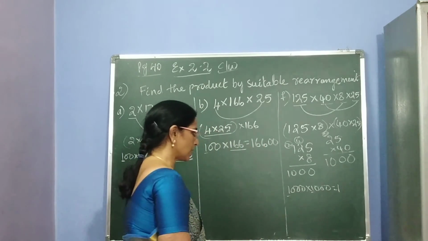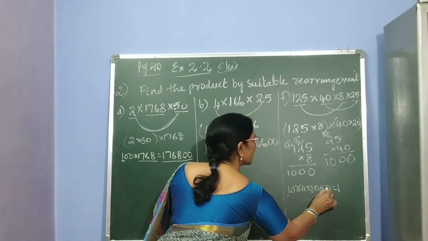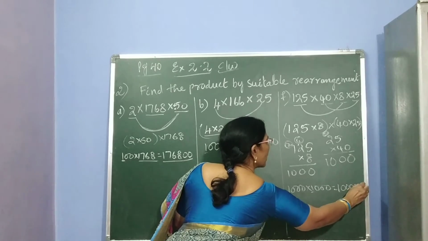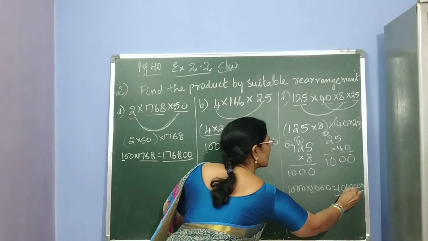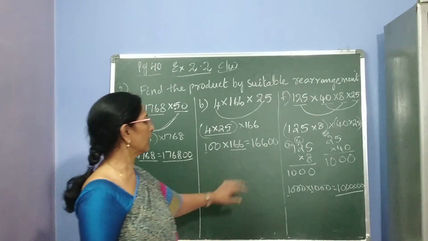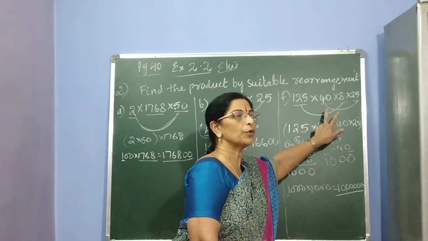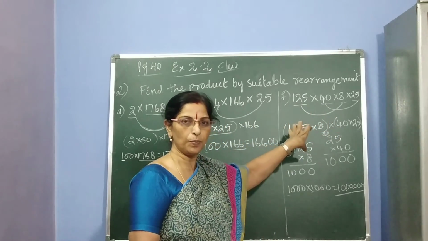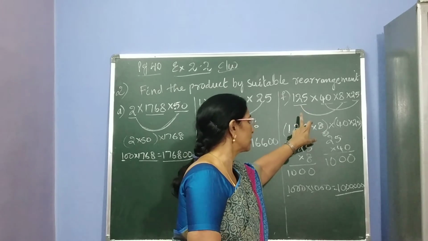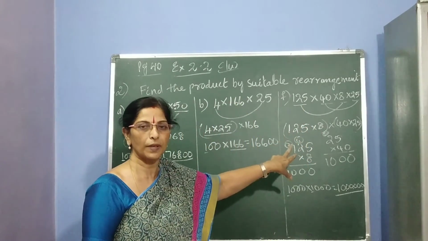Now let's count the zeros in both numbers: 1, 2, 3, 4, 5, 6. Your answer is 10 lakh. Okay children, whichever numbers can be kept in a group, those should be kept in one group and the remaining numbers in another group. By this, the property we have used is the associative property.